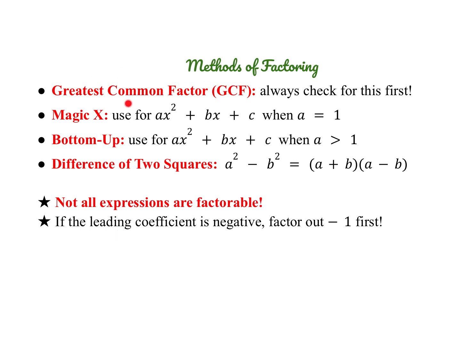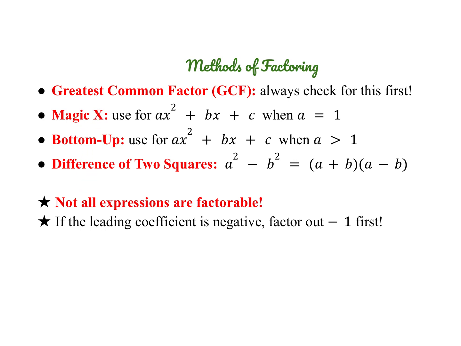First thing, we'll always check for what's called the greatest common factor. I'll call it a GCF. So we're looking for the largest value or variable we could divide out of each term, and we'll move that out front. So we always check for this first. It doesn't always have one, but it's good to always look.